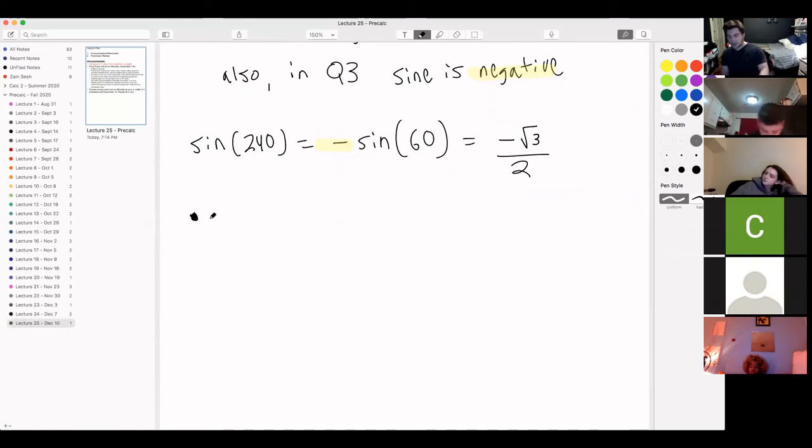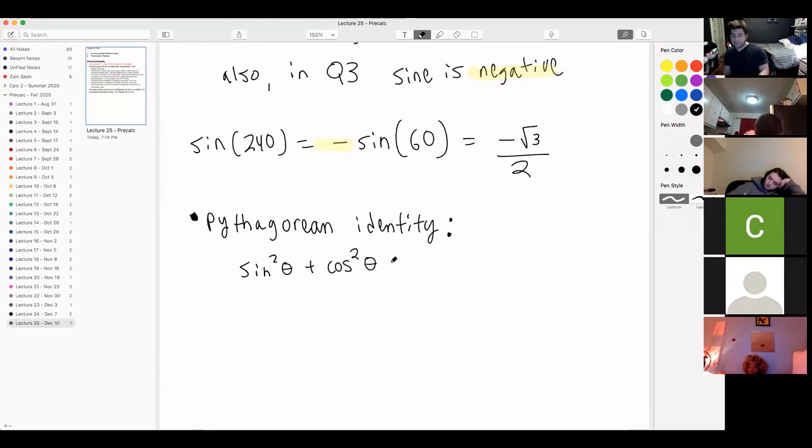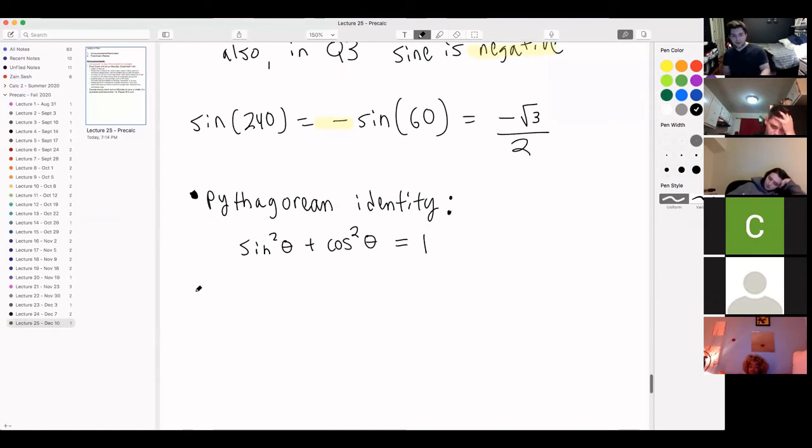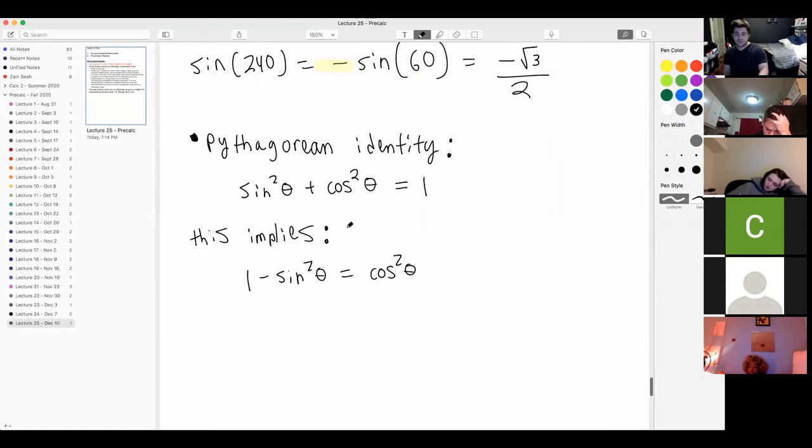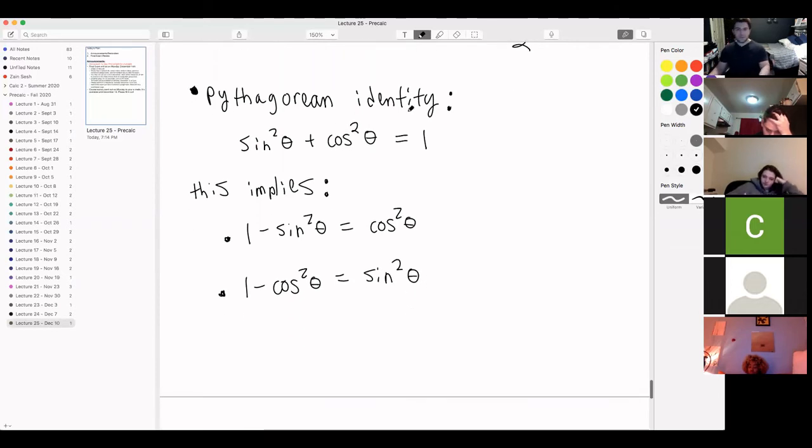So we have this really famous and nice trig identity called the Pythagorean identity. It states this: sine squared of theta plus cosine squared of theta, for all angles theta, will equal 1. So it's a very beautiful identity. Now just note that this implies the following. This will imply that 1 minus sine squared theta is equal to cosine squared of theta. And that's just obtained by subtracting sine squared from both sides of this equation. It also implies the other one, 1 minus cosine squared of theta is equal to sine squared of theta. Okay, so these will be important too.